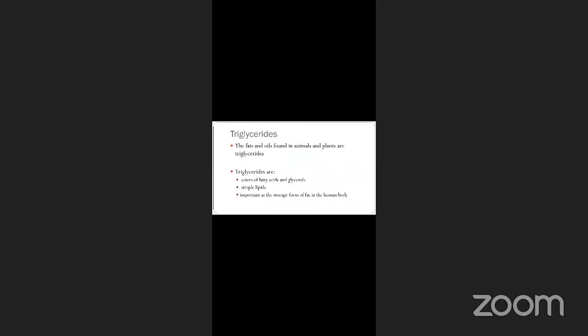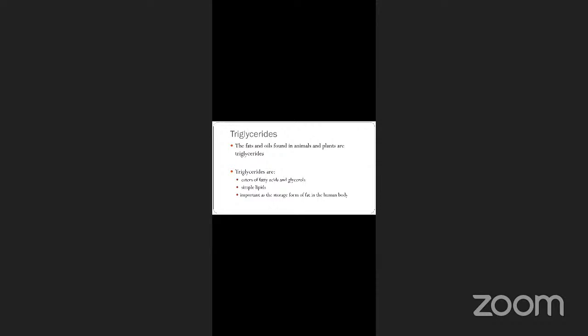Yeah. So the next type is triglycerides. So triglycerides, as I told you, they are storage fats. So fats and oils found in the animals and plants are triglycerides. So these triglycerides are the esters of fatty acids and glycerols. That means when I told you the backbone of the structure is glycerol, it is linked to fatty acids.